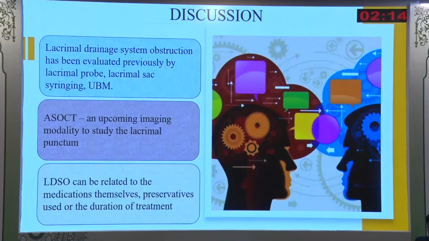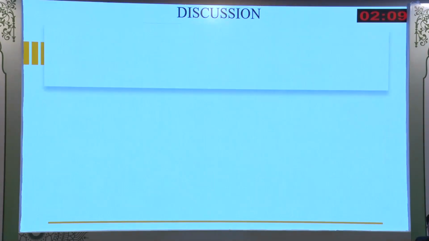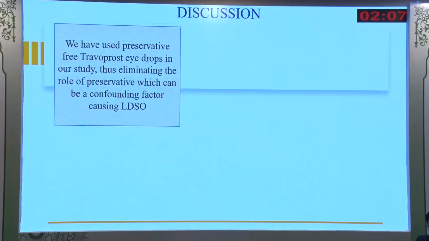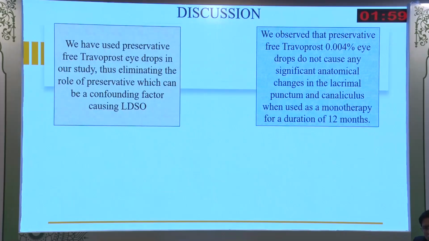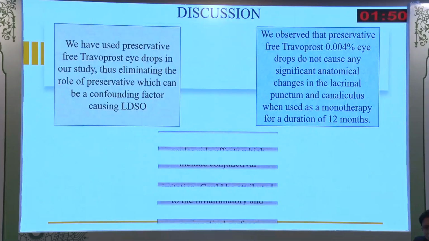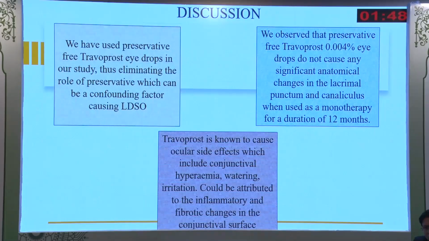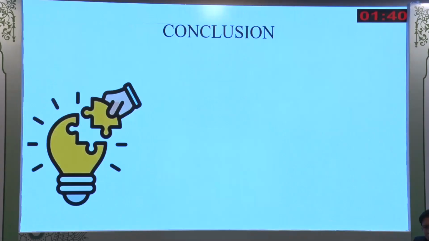This obstruction can be caused by the medications themselves, the preservatives used, or because of the duration of treatment. So we have used preservative-free eye drops in our study, thus eliminating the role of any preservative, which can be a confounding factor. And we saw that travoprost 0.004 eye drops do not cause any significant anatomical changes in the lacrimal punctum and canaliculus when used as a monotherapy for a duration of 12 months. Travoprost is known to cause ocular side effects like conjunctival hyperemia, watering, irritation, which could be attributed to the inflammatory and fibrotic changes in the conjunctival surface.